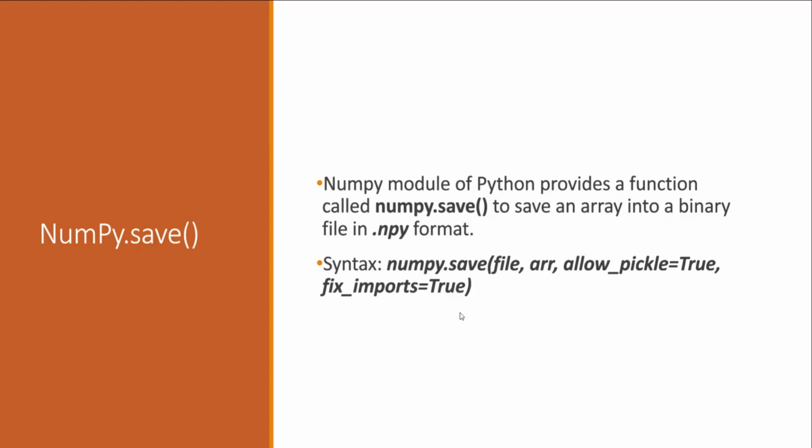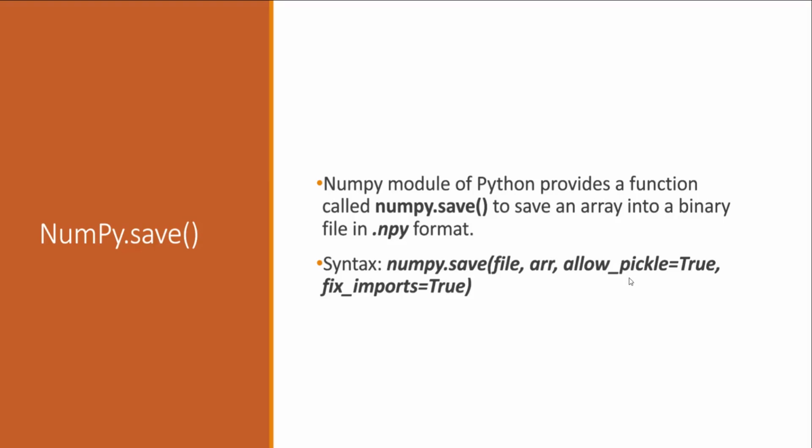So here is the syntax of the numpy.save function, and within this function the first parameter is file. This parameter defines the file name in which the data will be saved. If this argument is an object of a file, the file name will be unchanged. The next parameter is array. This parameter defines the input array whose data is to be saved.